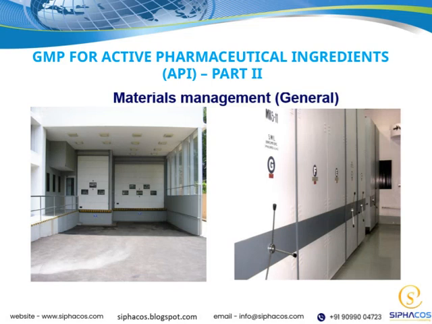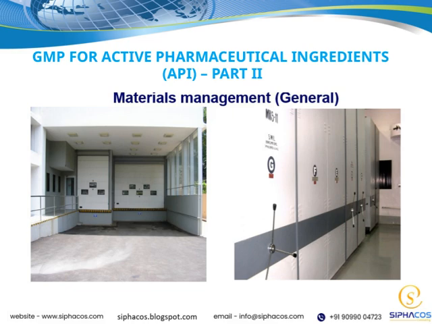Let's now move on to Slide 9, which focuses on GMP for active pharmaceutical ingredients, or APIs, and this is part II of our discussion. As we've seen, good manufacturing practice is crucial in ensuring the quality, safety, and efficacy of the medicines we develop.